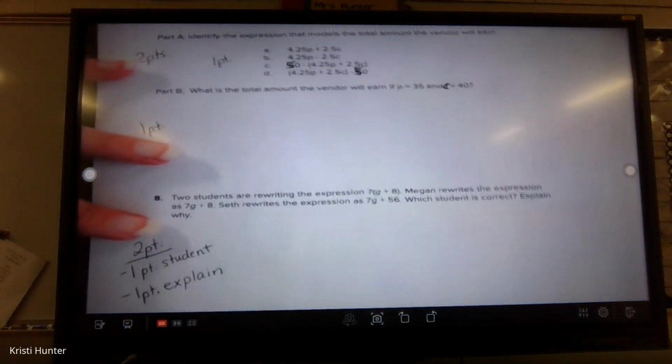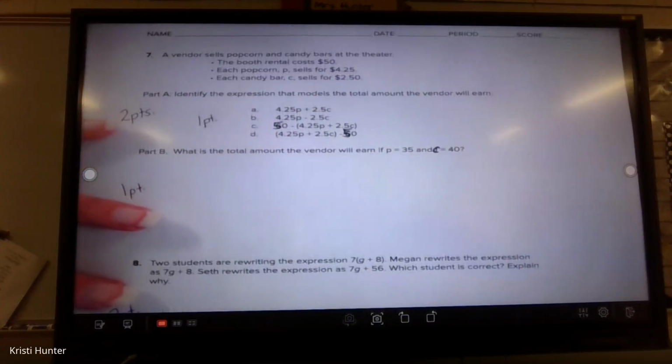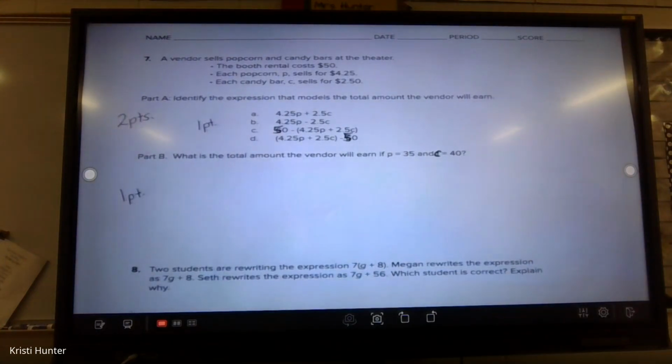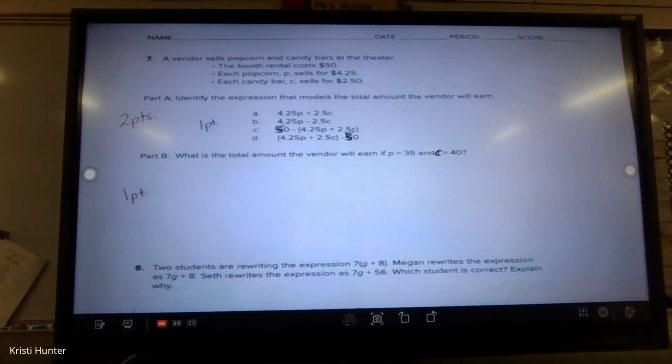Which takes us to problem number 7. 7 says a vendor sells popcorn and candy bars at a theater. The booth rental costs $50. Each popcorn, which is the letter P, sells for $4.25. Each candy bar, the letter C, sells for $2.50. Part A, identify the expression that models the total amount the vendor will earn.